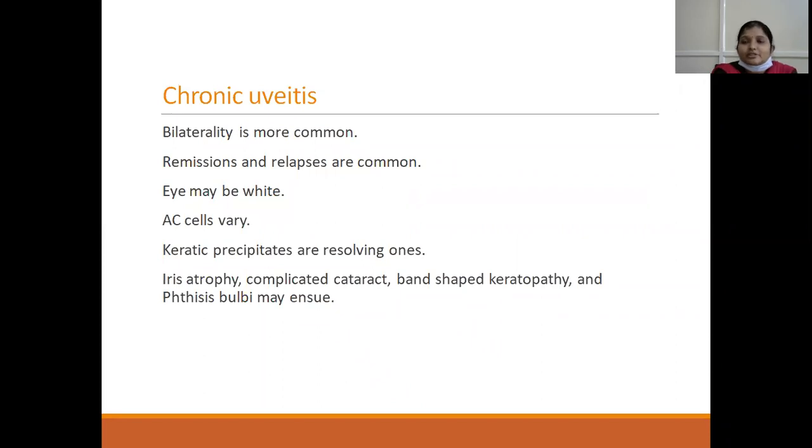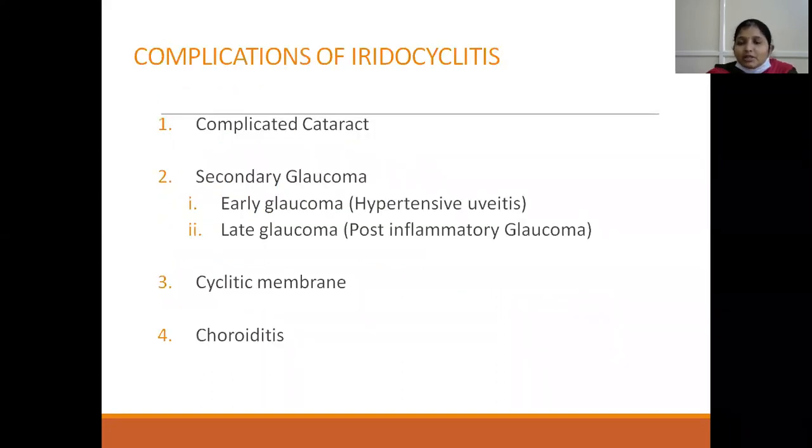So all these are features of acute uveitis. And what are the features of chronic uveitis? Bilaterality is more common, and remissions and relapses are common. The eye may be quiet. There will be no congestion. Anterior chamber cells and flare can vary. Keratic precipitates, we see old keratic precipitates. And in the iris, we see iris atrophy. That is, hyperpigmentation and depigmentation areas will be seen. And complicated cataract, band-shaped keratopathy, and in the late stages, as already mentioned, phthisis bulbi can ensue.